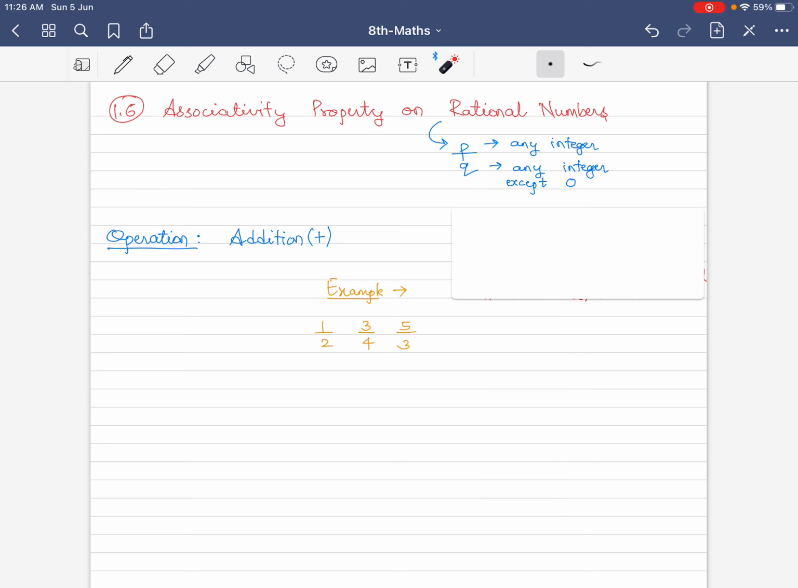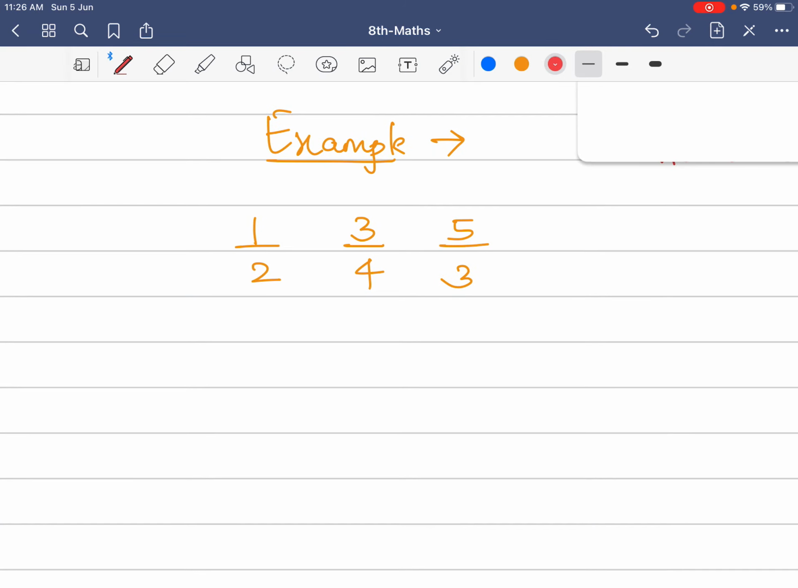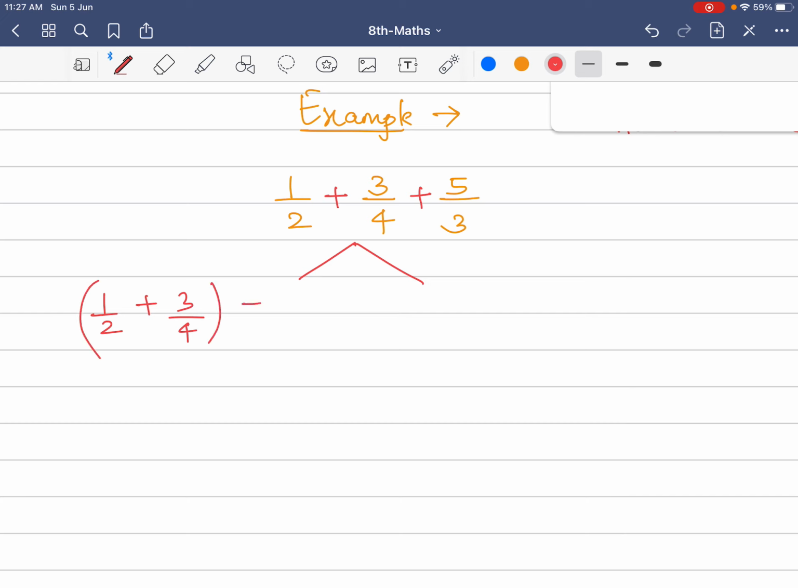So thus we have three rational numbers, and now we are going to focus on the operation addition. So I'm going to insert the operation addition in these three numbers. So this is plus and this is plus. Now we are checking associative property on rational numbers, which basically means that we can associate these numbers in two different ways and solve this entire expression. The first way is where I club 1 by 2 and 3 by 4 together. So I'll put a bracket around it, and then I will do plus 5 by 3. And the second way is I will keep 1 by 2 outside and I will club 3 by 4 and 5 by 3 together. So I'll put a bracket around them.